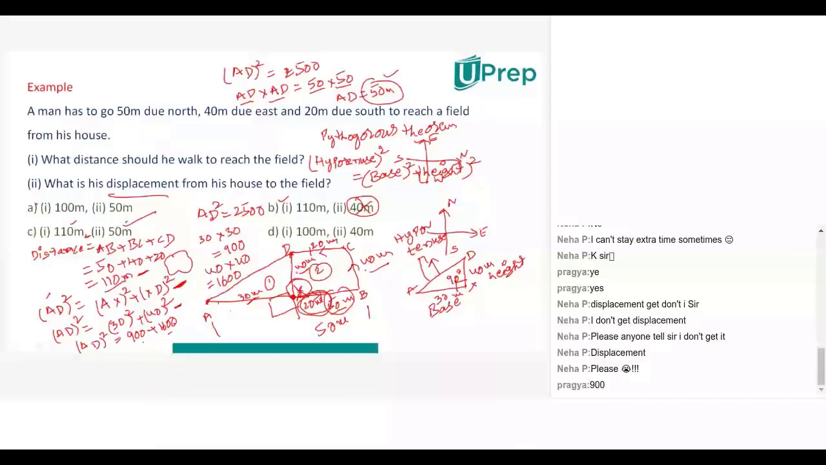Now in this way, this is solved. Maybe you understood. So this is somewhat a typical problem for you, as you have to know about the right angled triangle. If you know about the right angled triangle, you can understand easily, but it will be there in your mathematics.